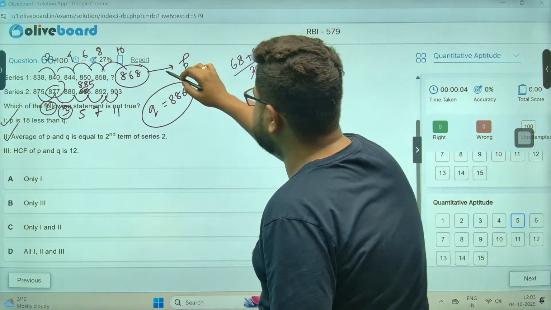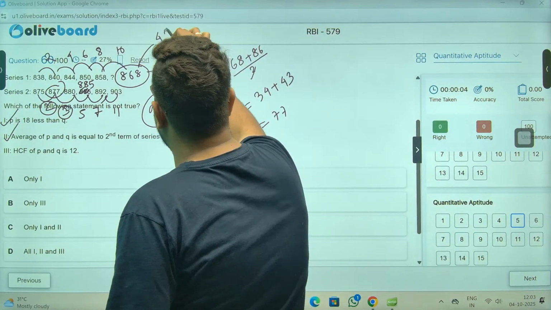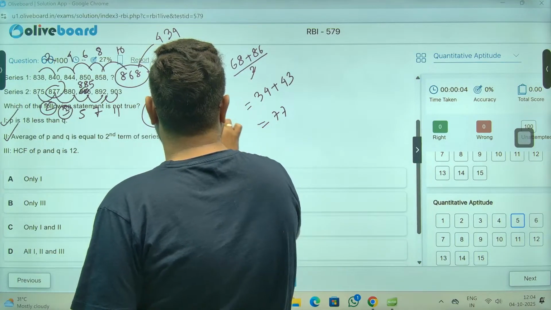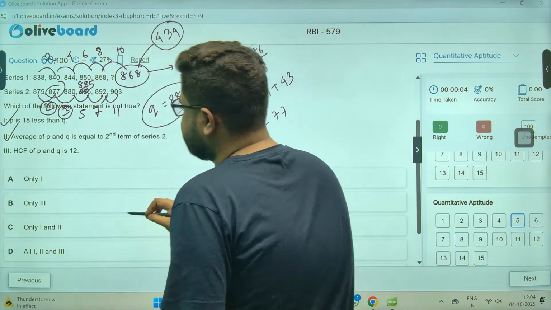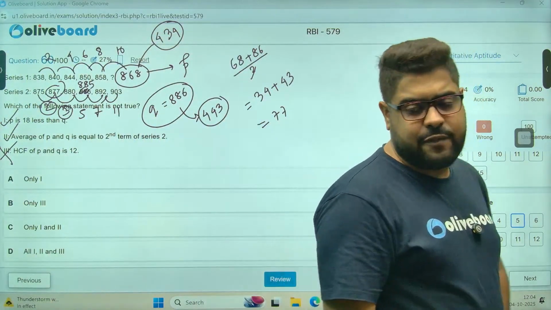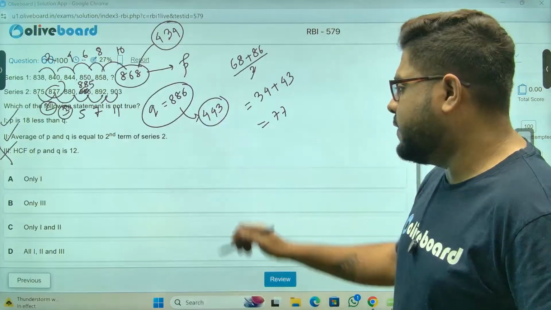Acha, sir. This is 2 se karo to 434. 2 se karo to 443. So these two are co-prime numbers. No, sir. This is incorrect. Option 3 is incorrect because the HCF comes out to be 2, not 12.